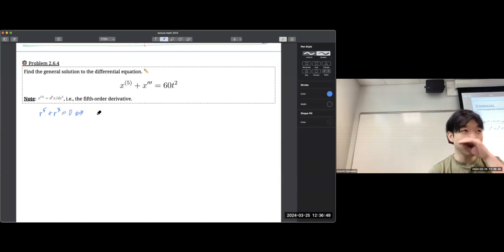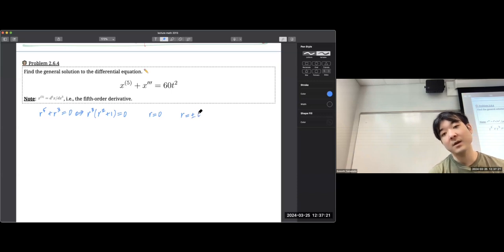Turns out that even though it's a 5th order characteristic equation, it's not hard to factor because there's an r cubed common across these 2 terms, leaving you with r squared plus 1 equal to 0. So r is equal to 0 is a root, and then r squared plus 1 gives you that r is equal to plus or minus i, because you can just subtract 1 and then take the square root.